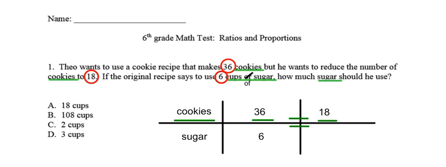Question 1. Theo wants to use a cookie recipe that makes 36 cookies, but he wants to reduce the number of cookies to 18. If the original recipe says to use 6 cups of sugar, how much sugar should he use? And on question 1, I have a proportion table set up for you. The word ratio is about cookies and sugars. His original recipe has 36 cookies, which uses 6 cups of sugar, and his new recipe has 18 cookies. So how much sugar should he use?